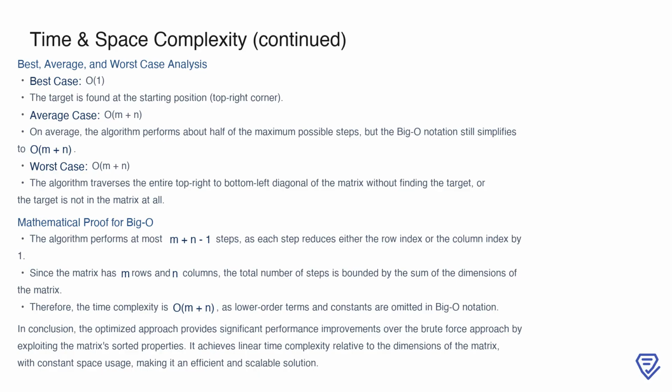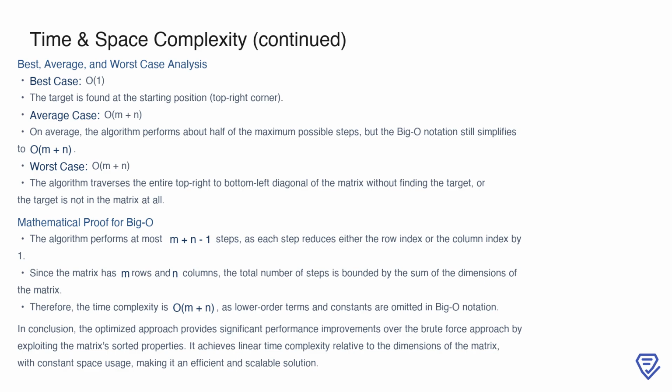Even in this scenario, the maximum number of steps is m + n - 1, leading to a time complexity of O(m + n). To formalize this, the algorithm always performs at most m + n - 1 steps, as each step moves either left or down. Since constants and lower order terms are ignored in big O notation, we conclude that the time complexity is O(m + n).